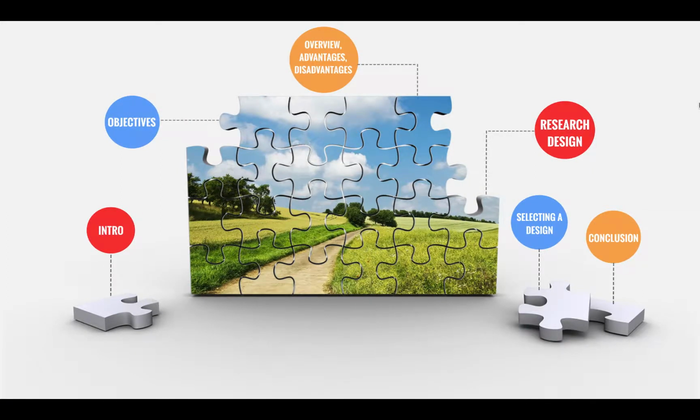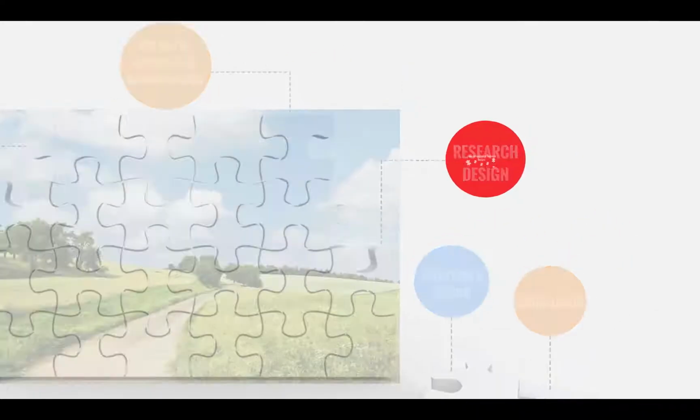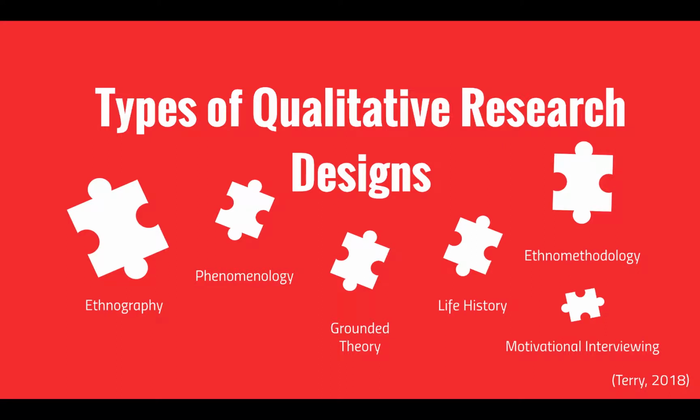Now that discussions have outlined the advantages and disadvantages to the qualitative research, as well as the differences compared with quantitative research, this presenter will turn the attention of the viewer to the different types of qualitative research design. These are ethnography, phenomenology, grounded theory, life history, and ethnomethodology. While not a research design, motivational interviewing will be discussed due to its relevance to qualitative design.